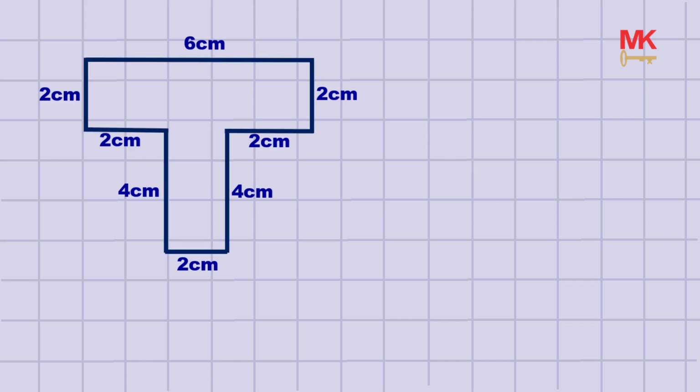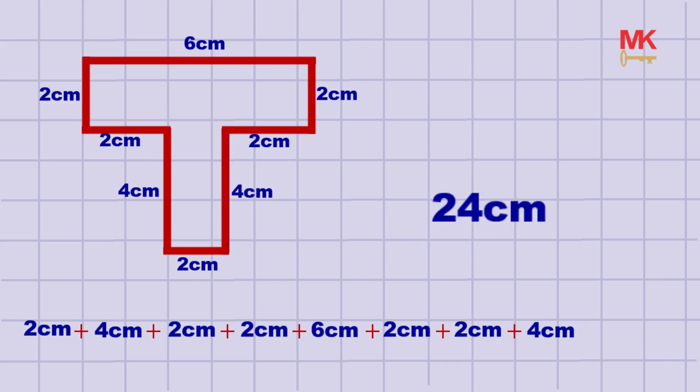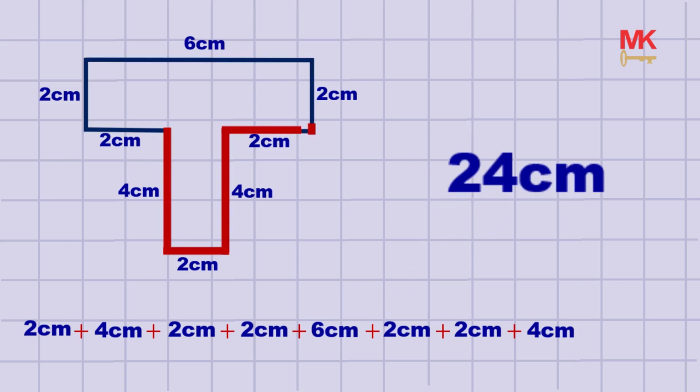We can now add up to get the perimeter of the entire figure. To avoid the mistake of omitting some length during the addition process, it is best to mark a starting point. So 2 centimeters plus 4 centimeters plus 2 centimeters plus 2 centimeters plus 6 centimeters plus 2 centimeters plus 2 centimeters plus 4 centimeters gives us this. Hence, the perimeter of this figure is 24 centimeters.